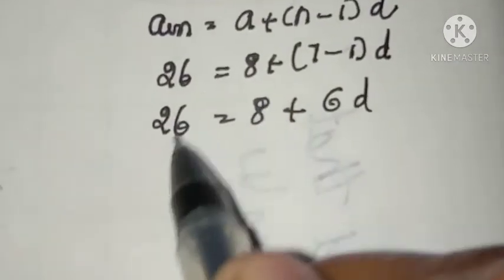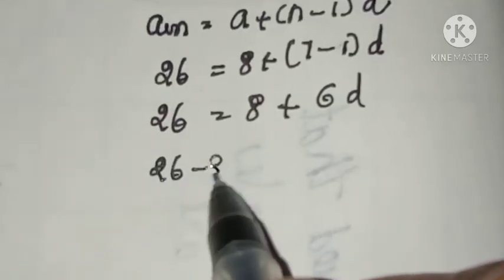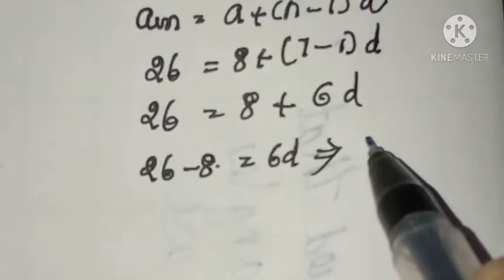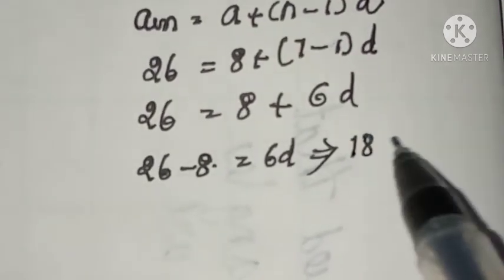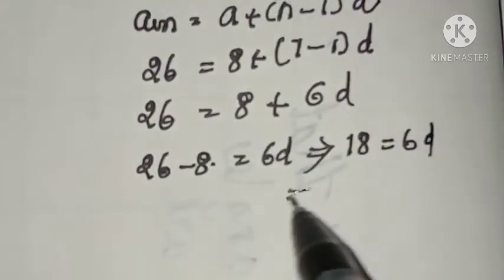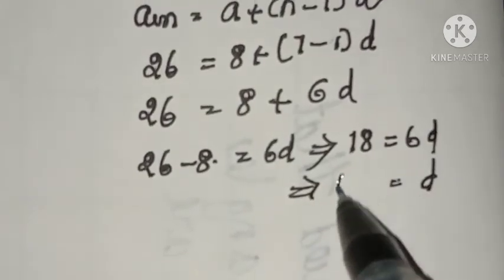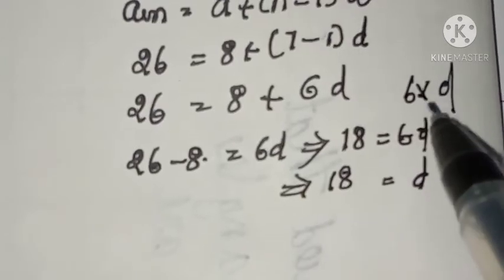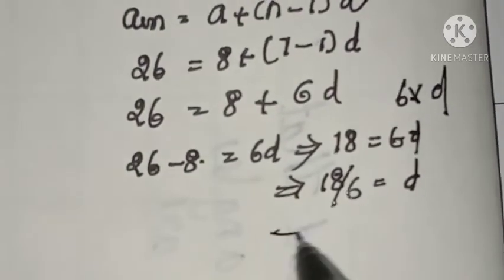Now take this 8 to here. So 26 minus 8 is equal to 6d. 26 minus 8 is 18. 18 equal to 6d, or d is equal to 18 by 6. 6d means 6 into d, so into becomes division.